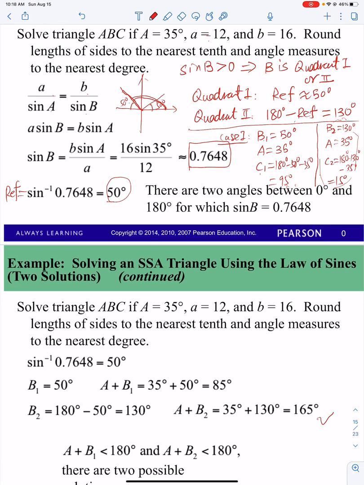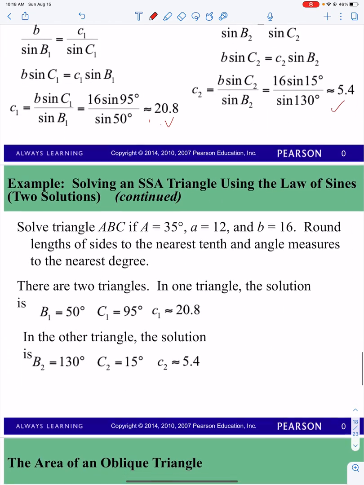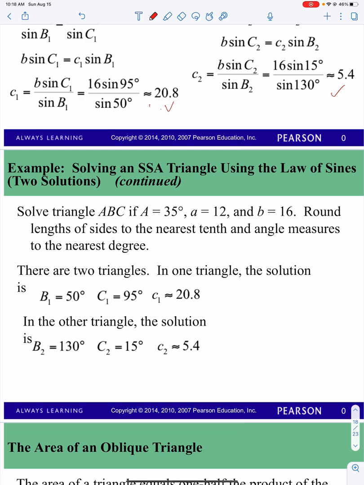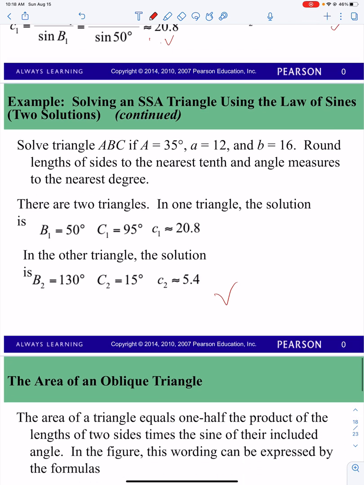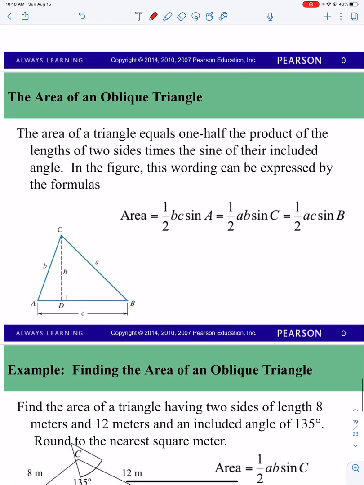So the idea is what? Quadrant, yeah? Do not forget, when you solve this, sine is positive in quadrant 1 or quadrant 2. Okay? So this is what? 2 triangles. Okay, so solving an SSA triangle using the law of sines, you have 2 solutions. They have already given you the two solutions.